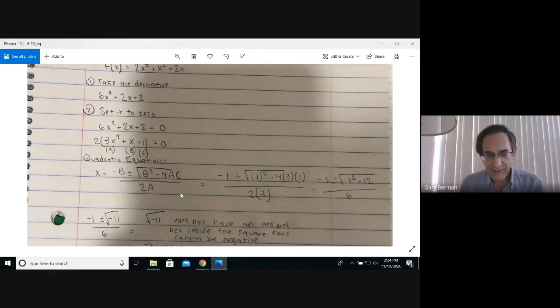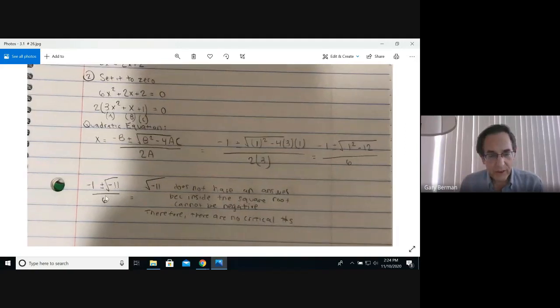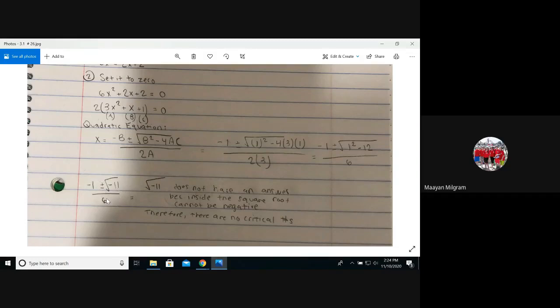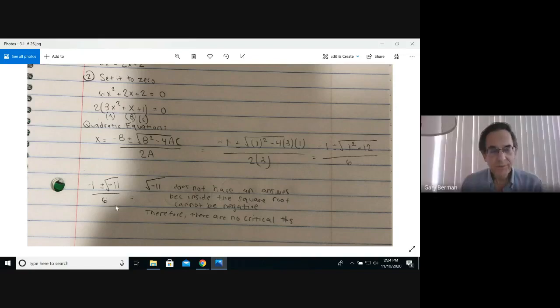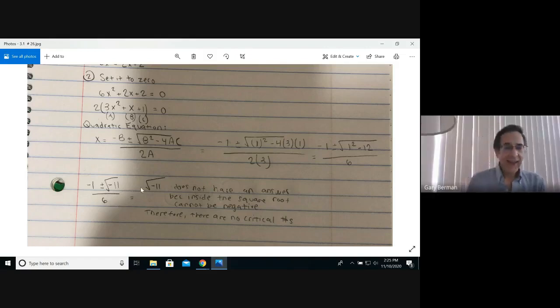So you plugged it in, and you ended up with x would have to equal this thing. Remember, this means we'd give you two different roots, -1 plus the square root, -1 minus the square root. But what's the problem with this thing here? So the problem is that the inside of a radical can't be negative. So, right, there's no critical numbers because you can't do anything with that. Excellent.